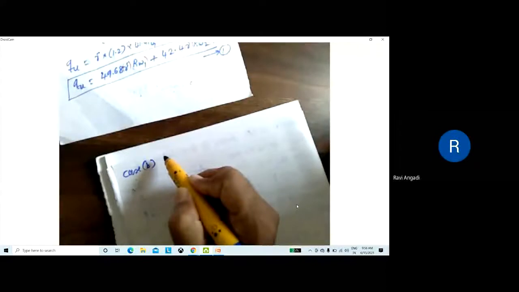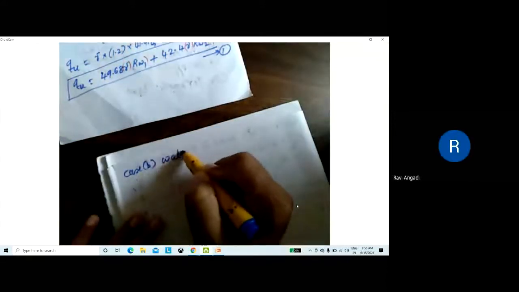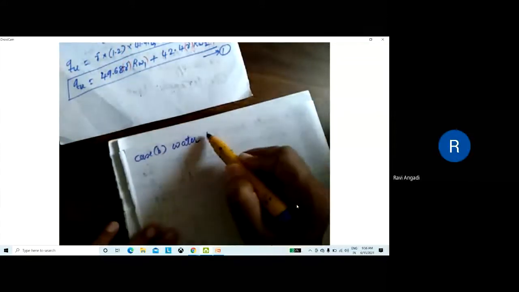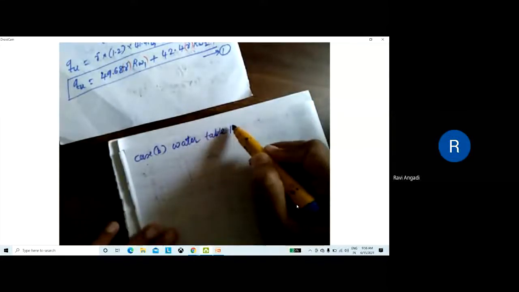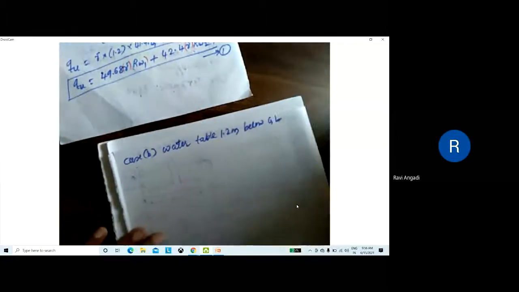Case B is: water table is 1.2 meter below ground level. One minute. Water table is 1.2 meter below ground level. Okay, this is the second case.